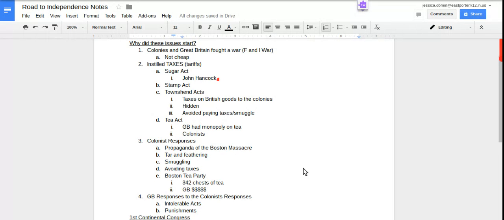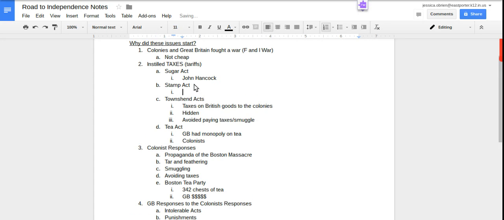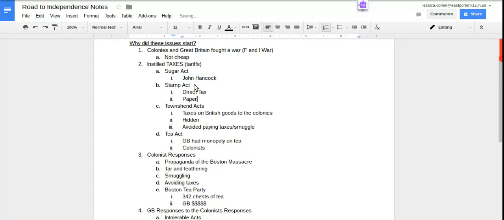The second act was the Stamp Act. As we can recall, this was a tax basically on paper products. This was a direct tax. So this angered the colonists. Again, it was a direct tax specifically on paper goods, right? Colonists use paper goods every day. So this is going to affect a huge amount of people.